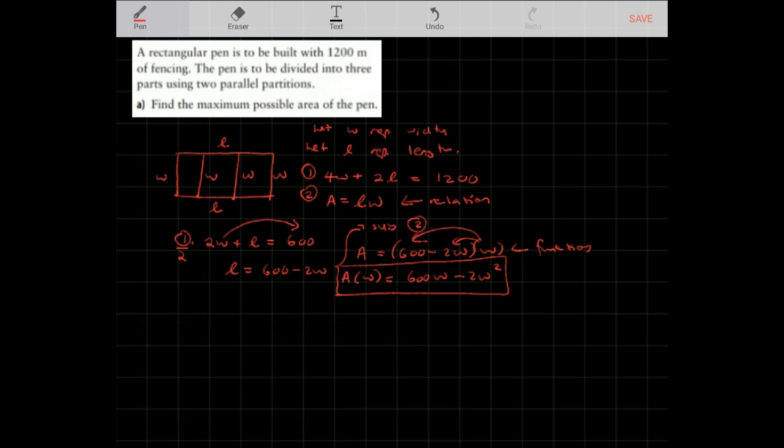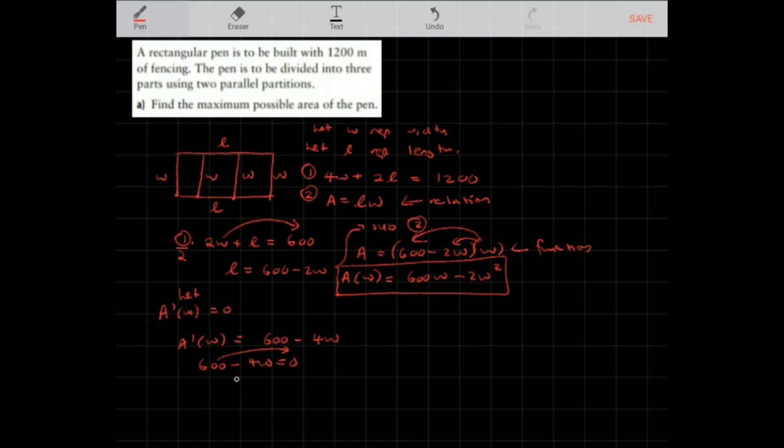Okay, so if we want to find the maximum possible area of the pen and figure out the dimensions to create that maximum possible area, I'm going to find the first derivative function, and I need to let the first derivative function equal 0. So the first derivative function A prime of w is equal to 600 minus 4w. You're finding the derivative with respect to a change in width, and now that you have your derivative function, if I let this equal to 0, you get 600 minus 4w is equal to 0.